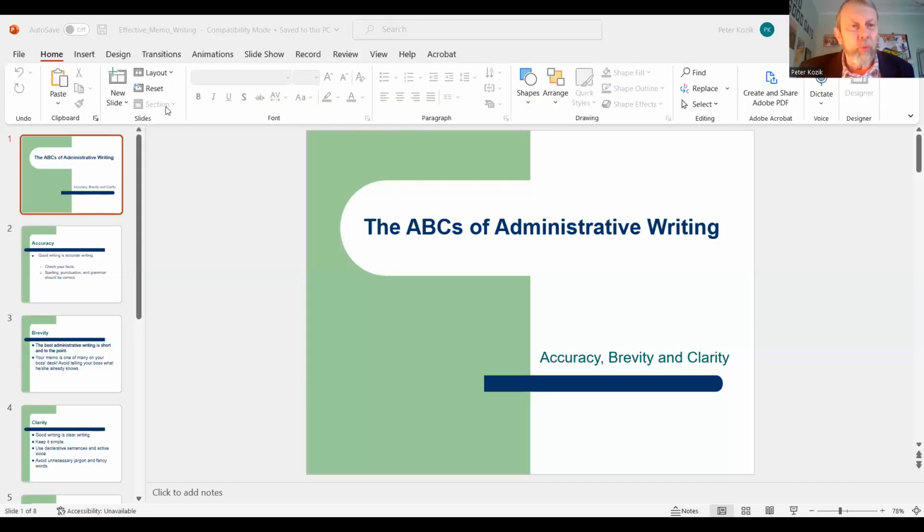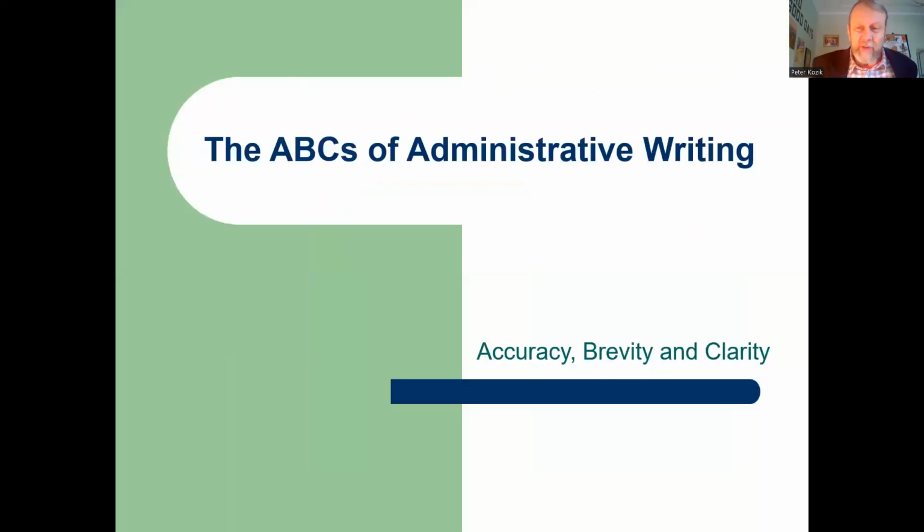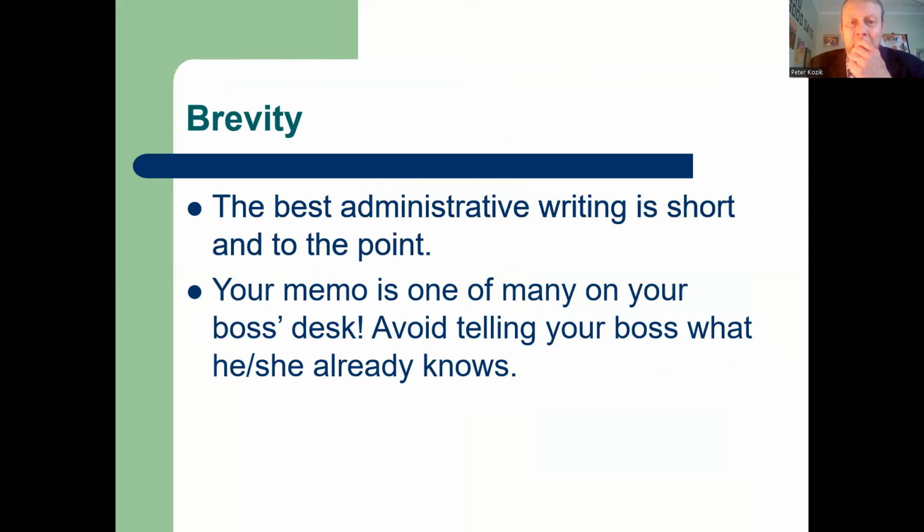Finally, I want to just walk you through quickly this particular PowerPoint, kind of the ABCs of administrative writing. You've thought about some of these things already because we've talked about accuracy and clarity, for example, and how important it is in a memorandum. You also want to be brief and direct. So you want to be accurate. You want to check your facts. Obviously, everything about your formatting should be correct. Best administrating is short and to the point.